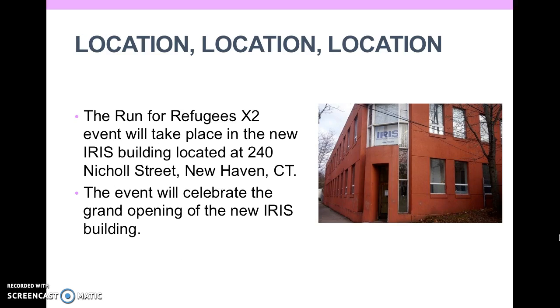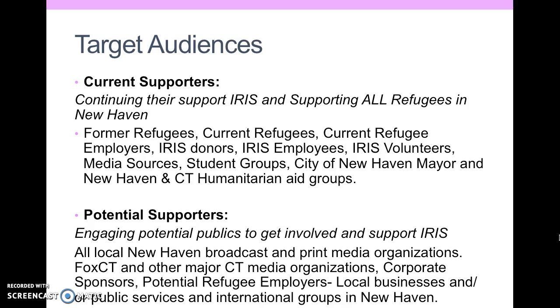So location, as I mentioned, it will take place in the new Iris building located at 240 Nickel Street, which is right down in New Haven. And the event will kind of coincide with the celebration of the grand opening of the new Iris building. Target audiences, we will be focusing on current supporters. Basically, the main goal there is to continue their support in Iris and supporting all refugees in New Haven.